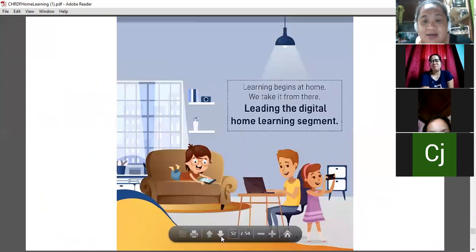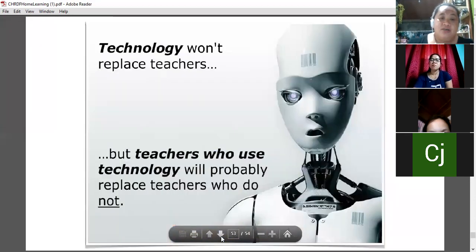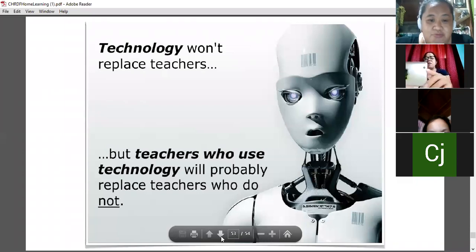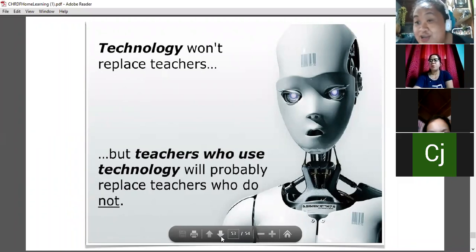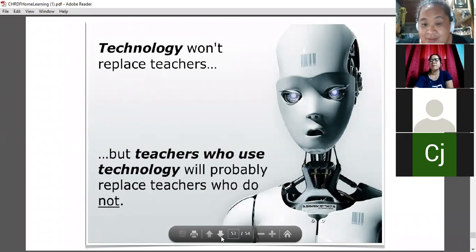So please always be reminded that learning begins at home. Make sure it is already in your mind that this has started, with no more hesitation. This is the digital age, and we need to accept it. Please remember this: technology won't replace teachers, but teachers who use technology will probably replace teachers who do not.